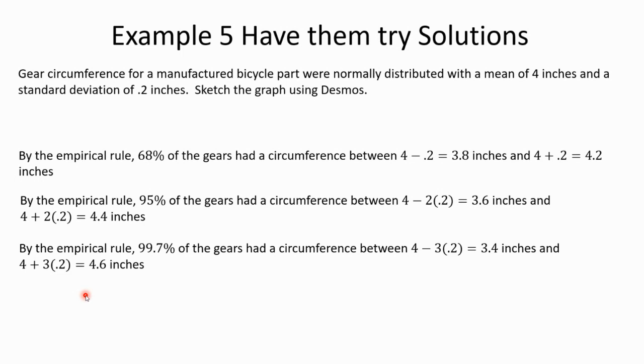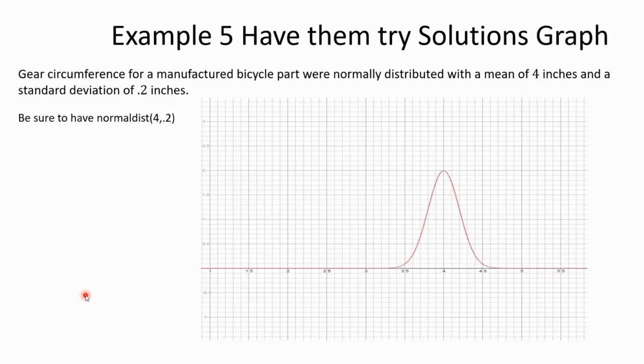So even though we don't have the data listed in front of us, we can still figure out between what numbers most of the data values lie. And this is the graph. The mean is 4, and the standard deviation we're told is 0.2. So that's what I'm doing. I'm graphing it, as you can see.